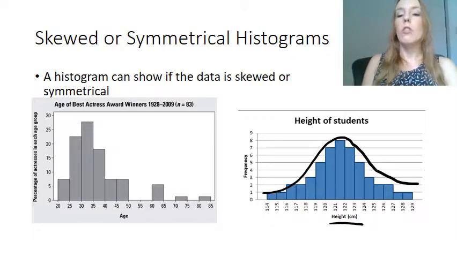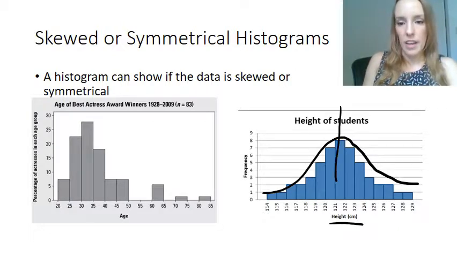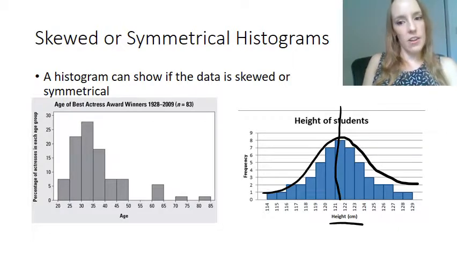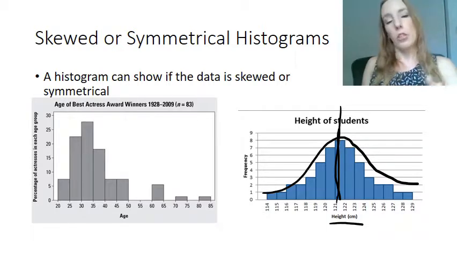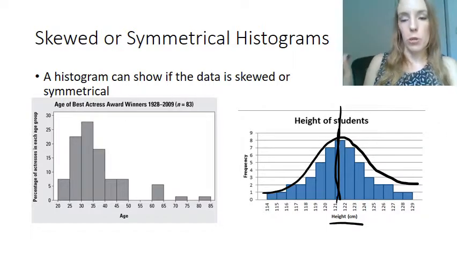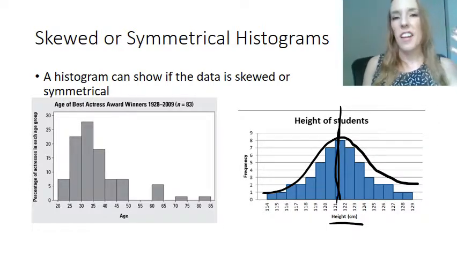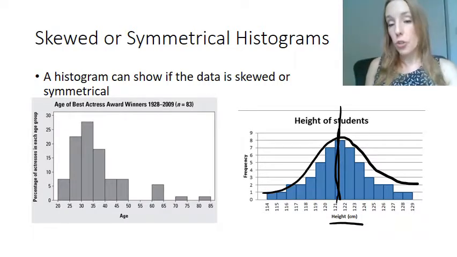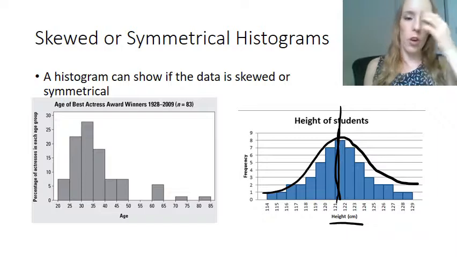This is what we'd call symmetrical. If you had a straight line and you cut it in half, it'd be identical on both sides. So that would be a symmetrical data set. And usually things like height and weight tend to be symmetrical. Populations do have that bell-shaped curve.